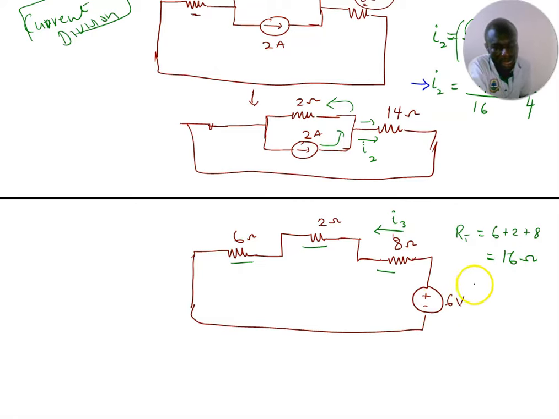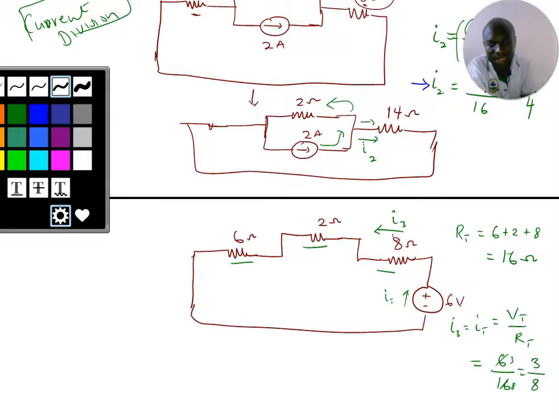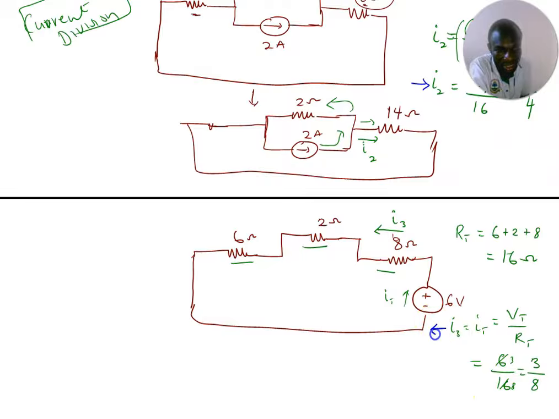Right. So at the end, I'm going to say that I3 is equal to the IT. Let me say IT is flowing this way. Since they are in series, they are equal. So what do we have? VT on what? On RT. And this is simply going to be what? 6 on 16. 3 goes here, 2 goes here, 3, 2 goes down there, 8. So at the end, I have 3 on 8. And where is the current moving? The current is moving this way.